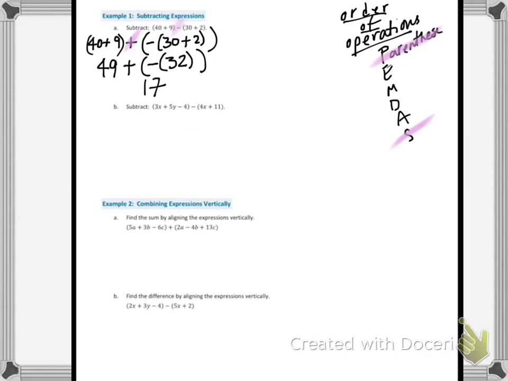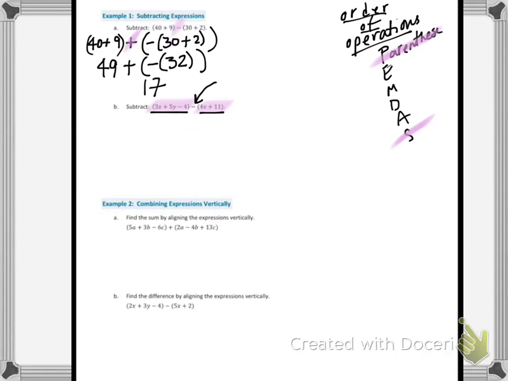Okay, so it says subtract. We have 3x plus 5y minus 4 minus 4x plus 11. So you see we have two sums here, or 2 expressions right there and there, and we are going to subtract them. Okay, so hopefully you can see that we're trying to subtract this 4x plus 11 from the 3x plus 5y minus 4. Okay, sounds kind of weird, but truth is it's just like 10 minus 5 or whatever else.